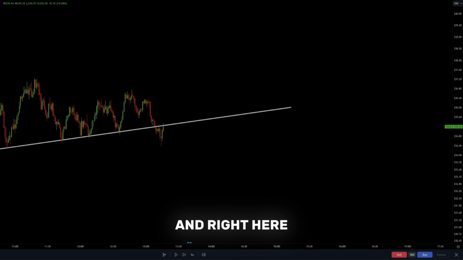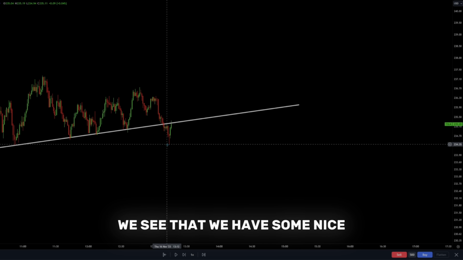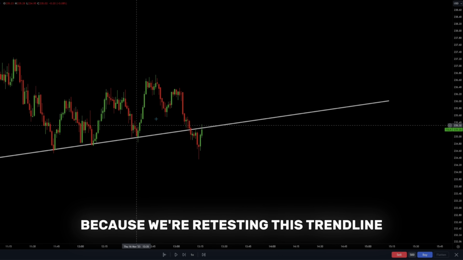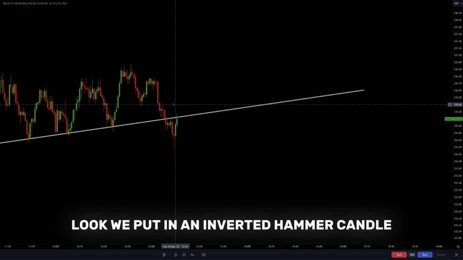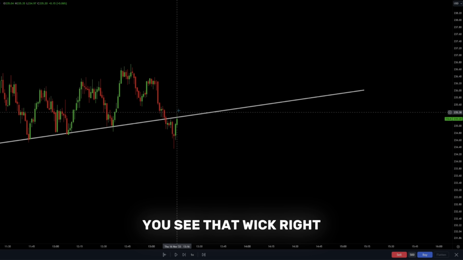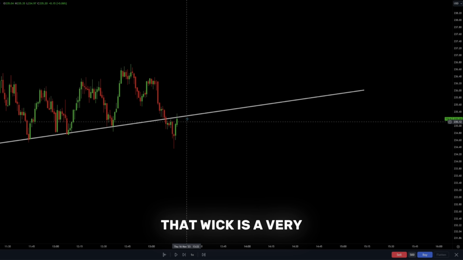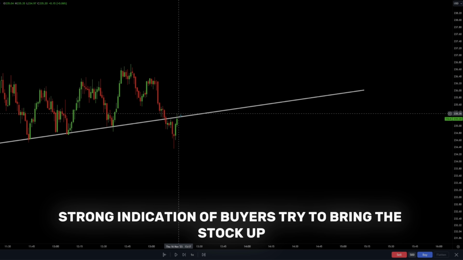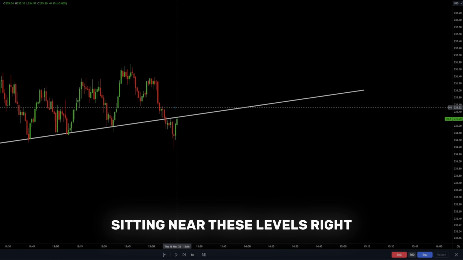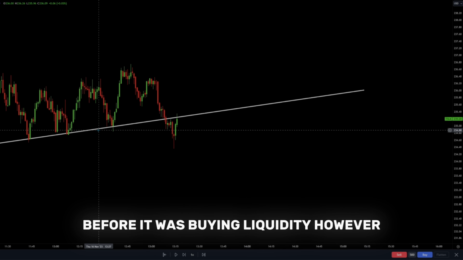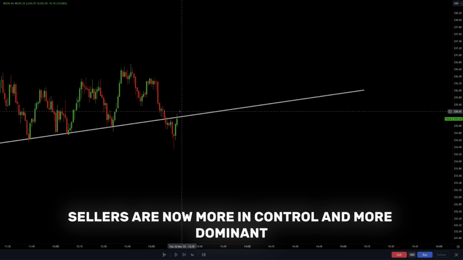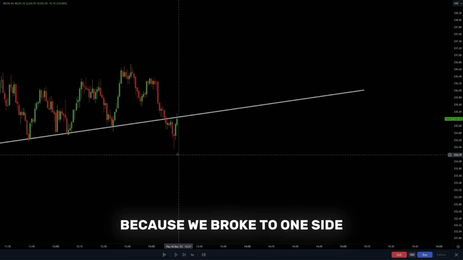And right here, what do we see? We see that we have some nice displacement to the downside, and now we're retesting this trend line. Because we're retesting this trend line, look, we put in an inverted hammer candle because once again, from the previous example, you see that wick, right? That wick is a very strong indication of buyers trying to bring the stock up, but sellers brought it right back below that trend line because there's seller liquidity sitting near these levels, right? Before it was buying liquidity. However, once we broke below and the trend has changed, sellers are now more in control and more dominant because we broke to one side.